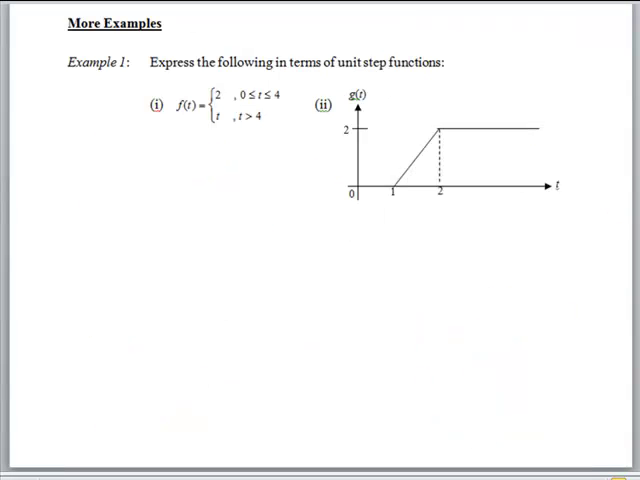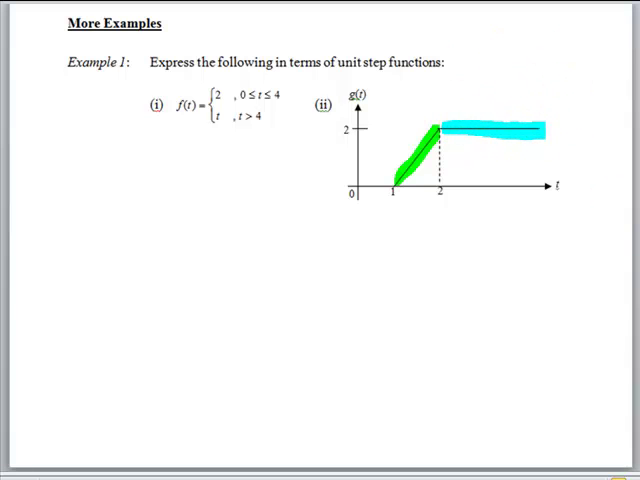So now let's look at the last example. How am I going to express this in unit step functions? I have a linear line here and a horizontal line here. So let me try to separate them out or differentiate them. I have a linear line here and a horizontal line here.